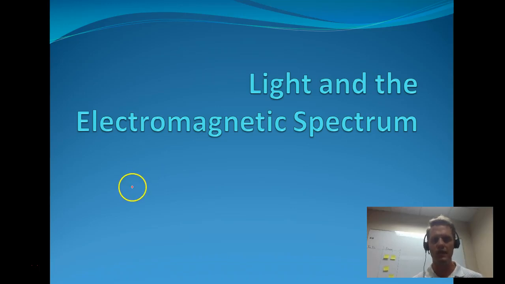Today what we're learning about is light and the electromagnetic spectrum. This is a new unit for us, and we're going to learn today that light is actually associated with energy. We're going to learn that light is a wave, and the length of the wave matters. And light is part of something bigger known as the electromagnetic spectrum.